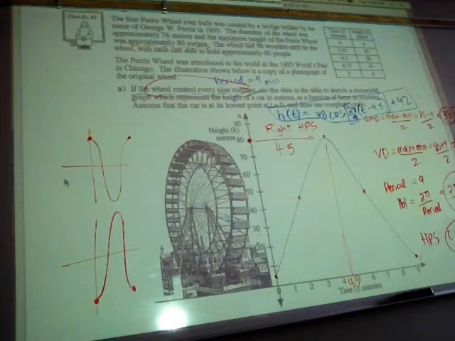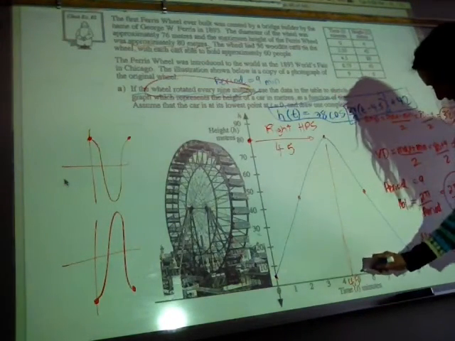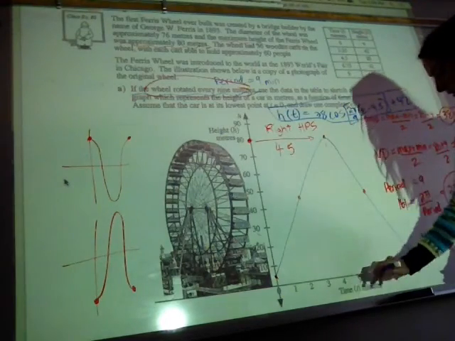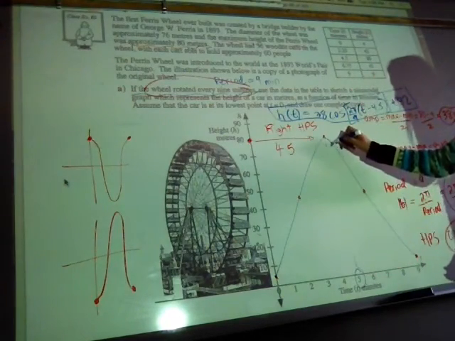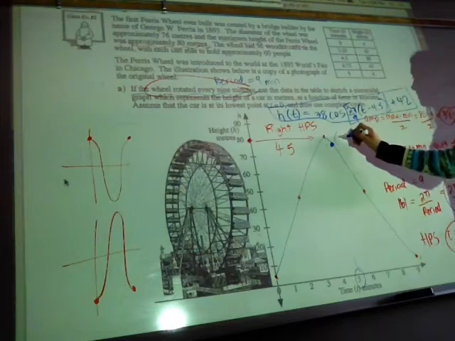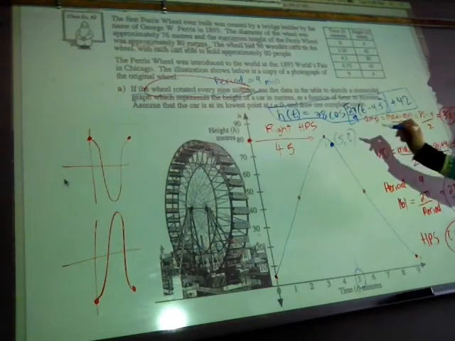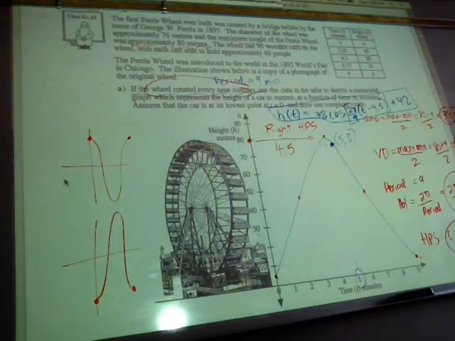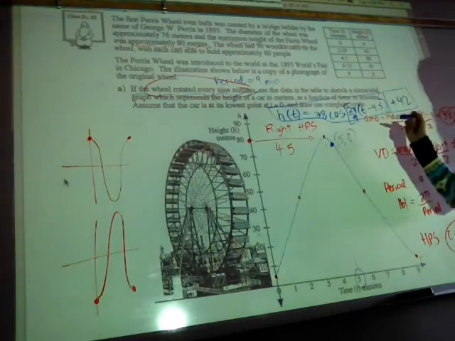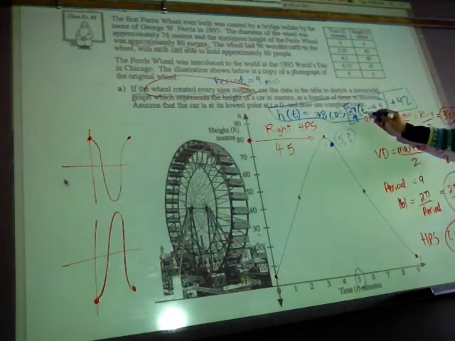So part C, how high to the nearest meter is the cart 5 minutes after the wheel started rotating? So if we're here, 5 minutes, let me just erase this. We're basically trying to figure out what is the height here. We know x will be 5, what is the height? So what's a good way to solve this? You could graph this function and then put x equals 5, or you could just replace that t value with 5 and calculate it.